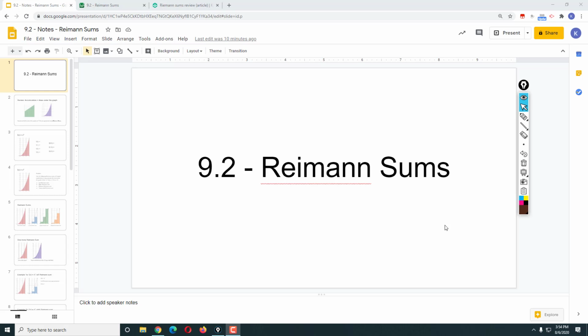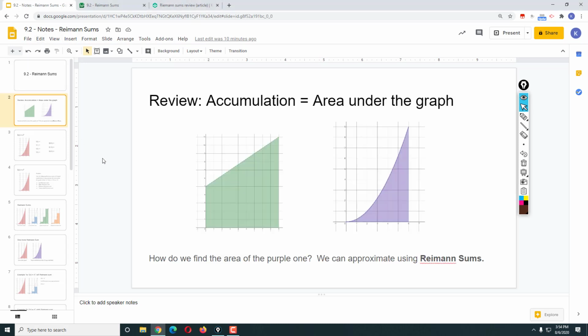Welcome to Unit 9, Lesson 2, Riemann Sums. In 9.1, we learned that accumulation is just the area under the graph of our function, if our function tells us the rate of change.